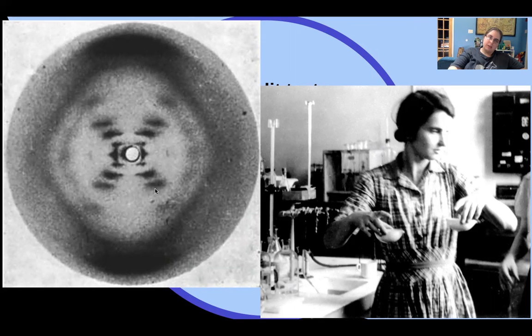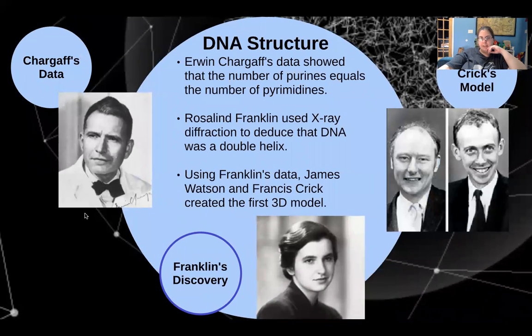Now, the fact that there are 2 lines going like this means that there's 2 strands. And the fact that they crisscross like an X showed that it had to be a helical shape. So it's through her discovery that she managed to figure out that DNA was, in fact, a double helix. She did not get credit for that for the longest of time. In fact, it was the next 2 gentlemen, Watson and Crick, along with another colleague, Maurice Wilkins. They received the Nobel Prize for the discovery of the structure of DNA.